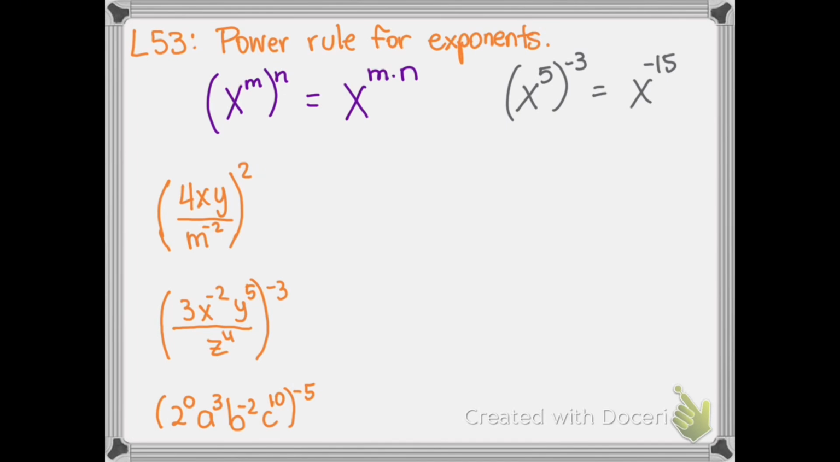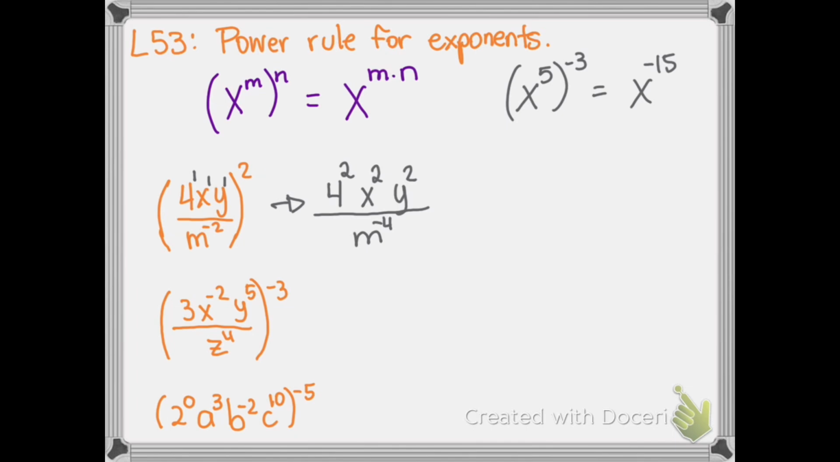Now remember, 4 has an exponent 1. So what we're going to do is do 4, and then 1 times 2 is 2. Then we'll do the x, which again has a 1. So 1 times 2 is also 2. Then we'll do the y, which also has a 1, and it's also 2. Now on the bottom, we have negative 2, and negative 2 times 2 is negative 4.